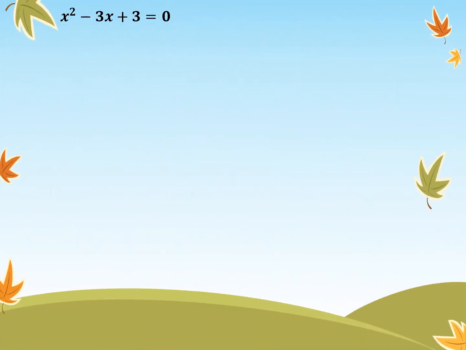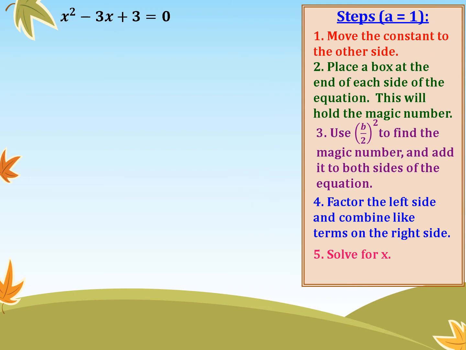Okay, let's look at our next example. X squared minus 3x plus 3 equals 0. Now, the steps to solve this are the same. Our first step is we're going to move that constant to the other side. So I'm going to subtract 3 from each side. And that gives me x squared minus 3x plus something equals negative 3 plus something.